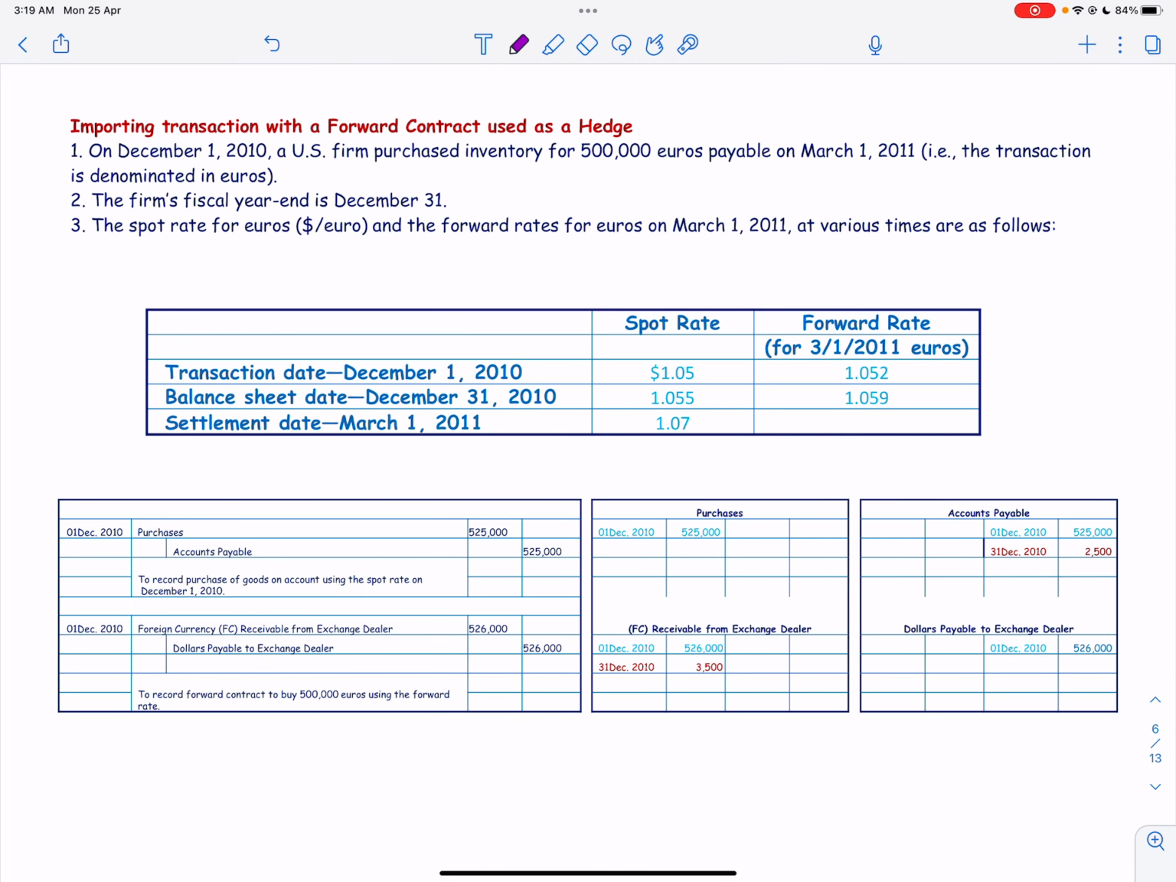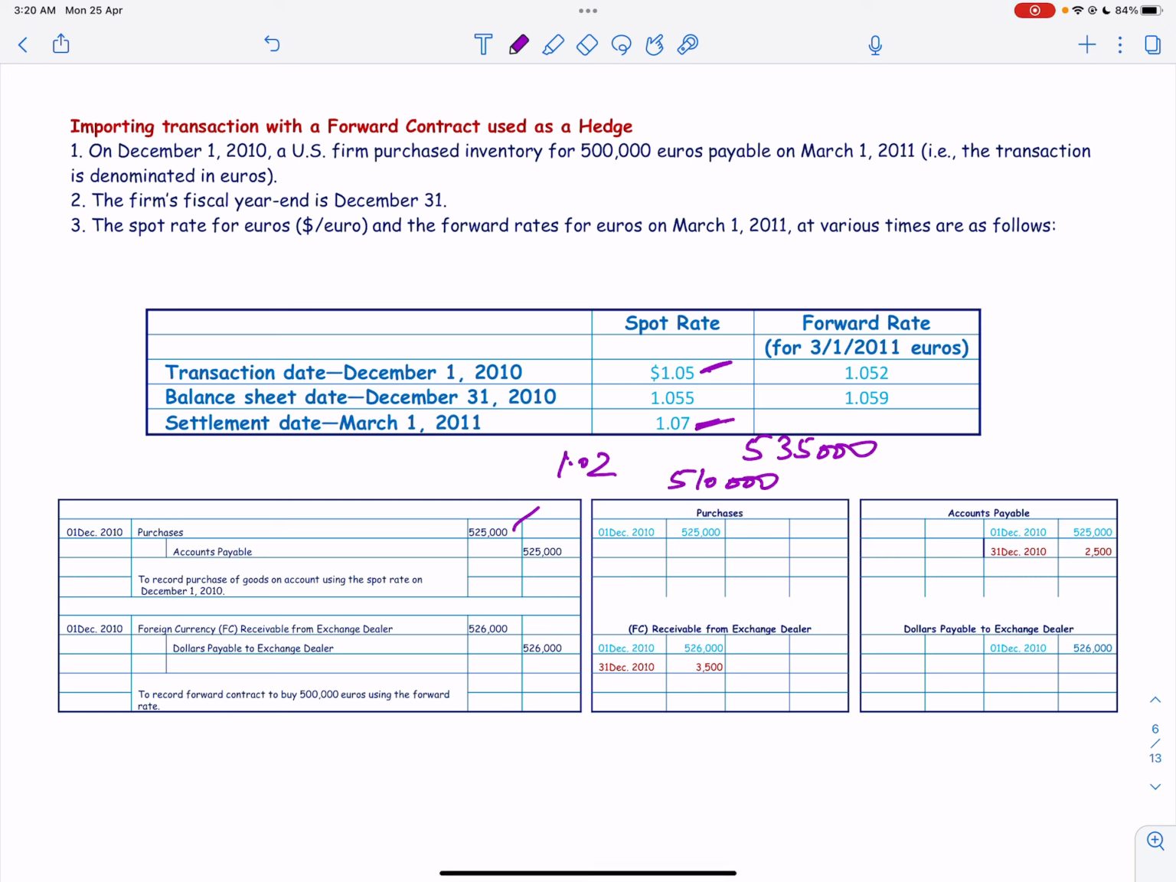On December 2010, the firm entered into a contract to purchase inventory for 500,000 euros. The spot rate is 1.05 on this date. So the firm will have a payable of 525,000. However, if the exchange rate increased to 1.07, the firm would be paying 535,000. On the other hand, if the exchange rate dropped to 1.02, the firm would only need to pay 510,000.